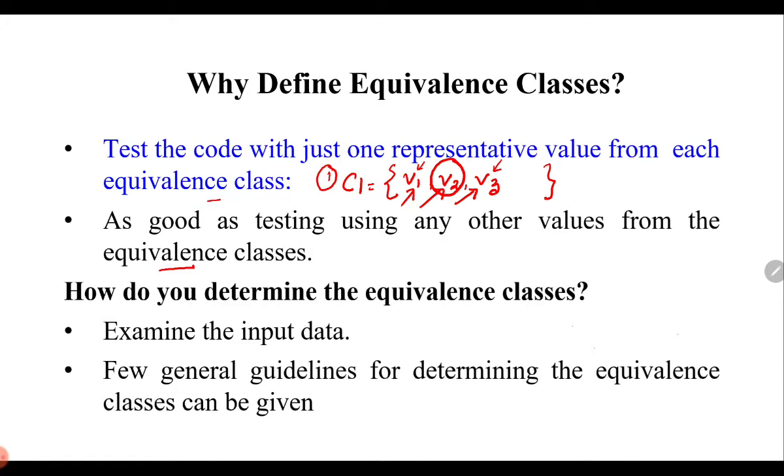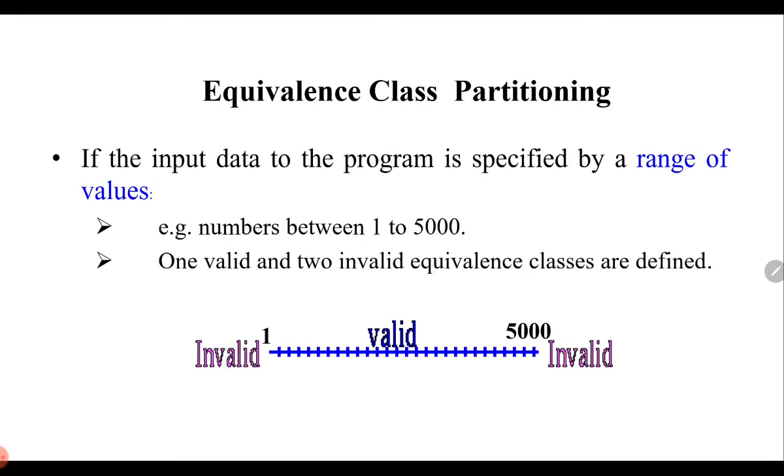Now, how do we determine these equivalence classes? First of all, we have to examine the input data. Once the input data is examined, there are a few general guidelines for determining the equivalence classes. These general guidelines we will be talking about in our subsequent sessions. First, we have to find out what type of input data the program is handling.